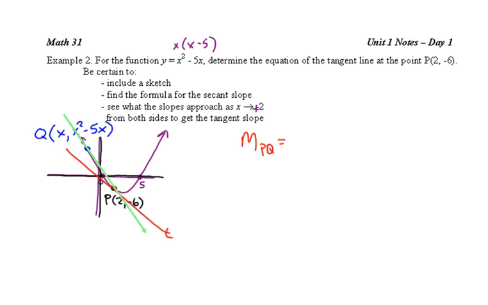So what are our 2 points? x squared minus 5x and x. That's one of them. What's the other one? 2 and negative 6. Let's go the other way around though, right?